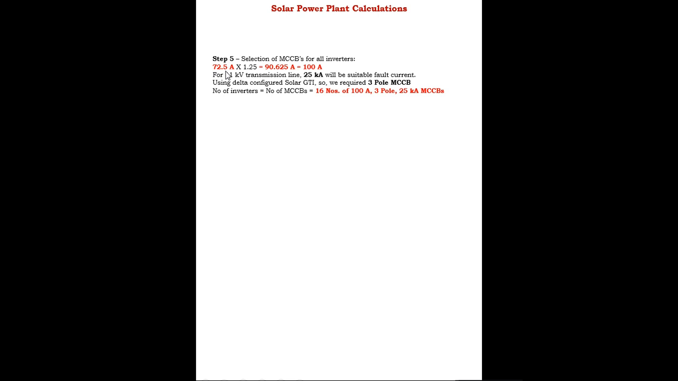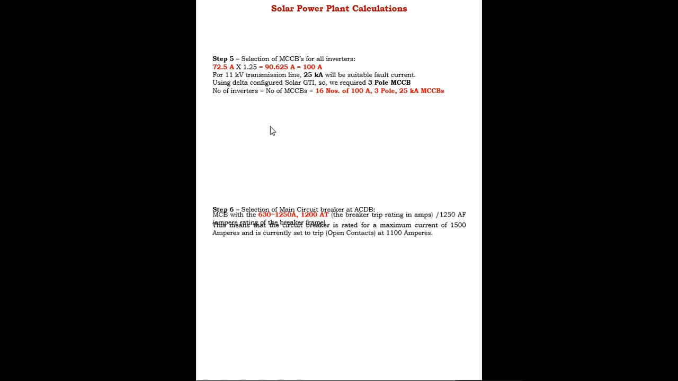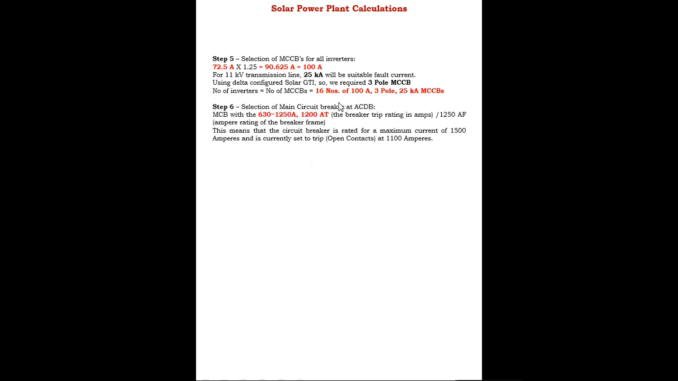Considering the MCCB, this I have taken again from the inverter sheet into 1.25, that is considering the higher range. It is approximately 91. We are considering this as approximated as 100 ampere. Again the number of inverters are 16 numbers, 100 ampere, 3 pole, 25 kiloampere MCCB equals the number of MCCB also, because each inverter has one MCCB.